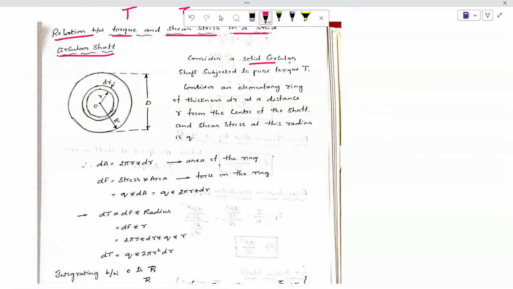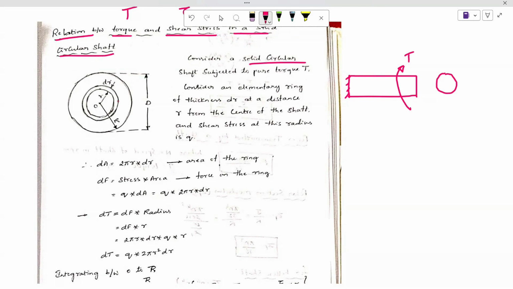Now, consider a solid circular shaft subjected to pure torque. We are going to consider a solid circular shaft which is fixed at one end, and the other end is subjected to torque. Its cross section is a circle. So consider a solid circular shaft subjected to pure torsion or torque T.